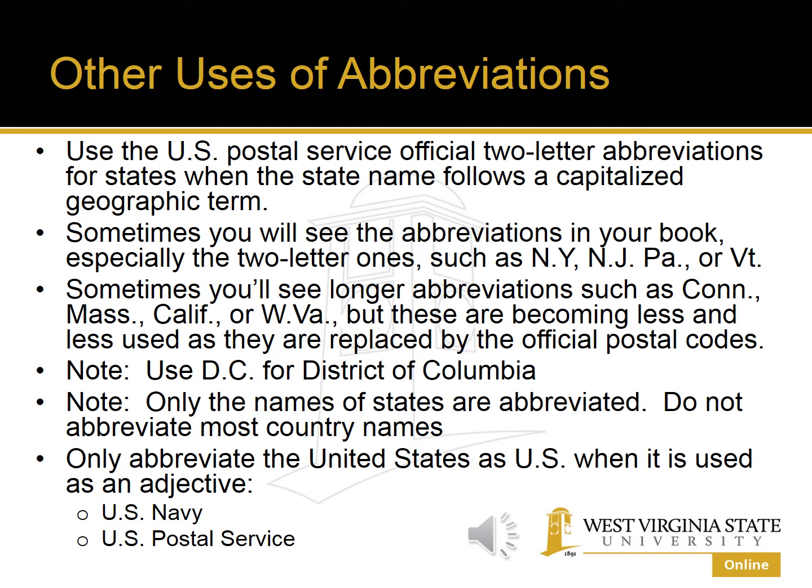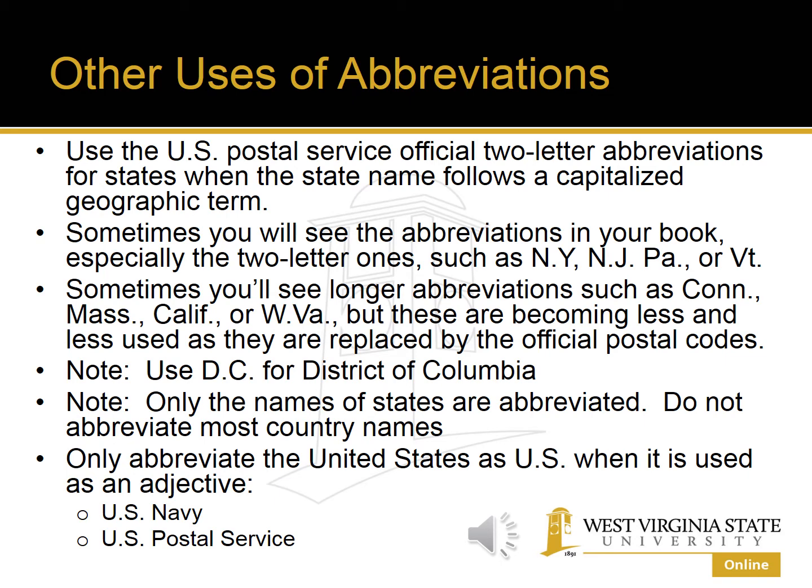One interesting area for discussion in the use of abbreviations regards state names or abbreviations for states. The U.S. Postal Service created official two-letter abbreviations for every state when the state name follows a capitalized geographic term. But the Associated Press uses a different system. So you'll often see a conflict here. For example, you'll often see two-letter abbreviations from the postal system written without periods, but then you'll see two-letter ones written other places with periods.